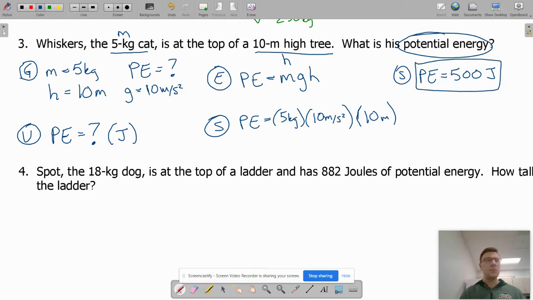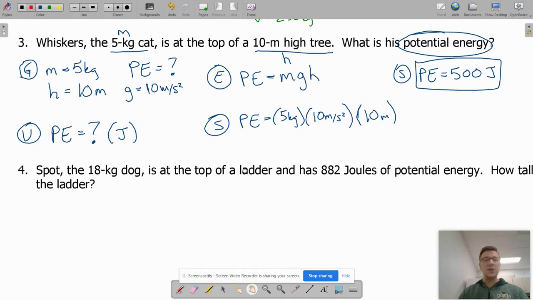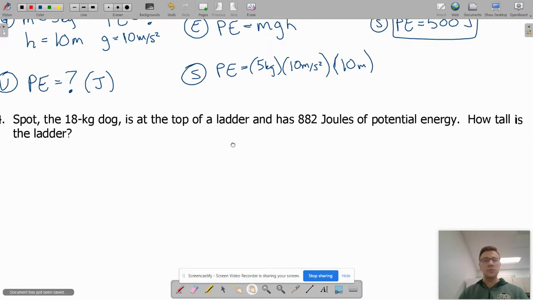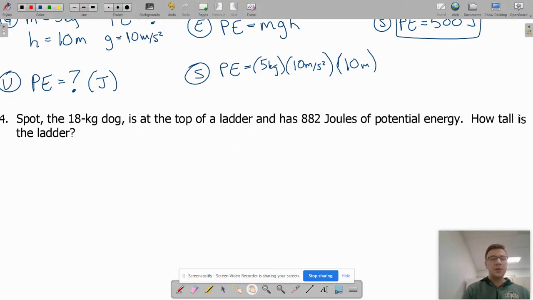Okay. All right, now moving on to our last problem here. Spot the dog. We've got really creative names here. So Spot the dog, he's 18 kilograms. Okay, so there's our mass. He's at the top of a ladder, and he has 882 joules of potential energy. And then it says, how tall is the ladder? So we're going to be solving for the height here.